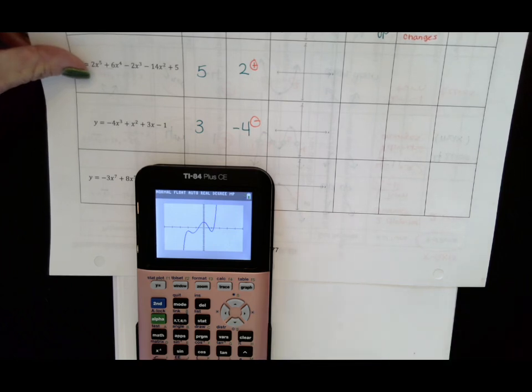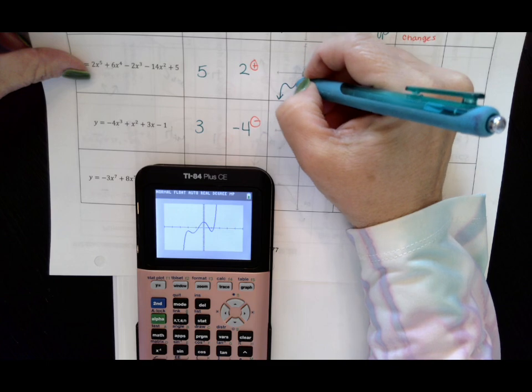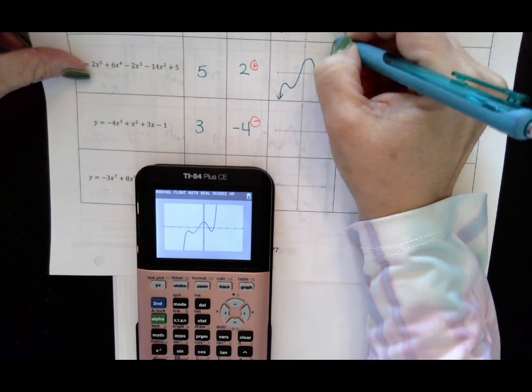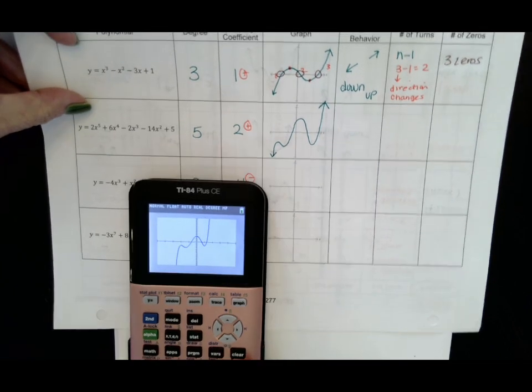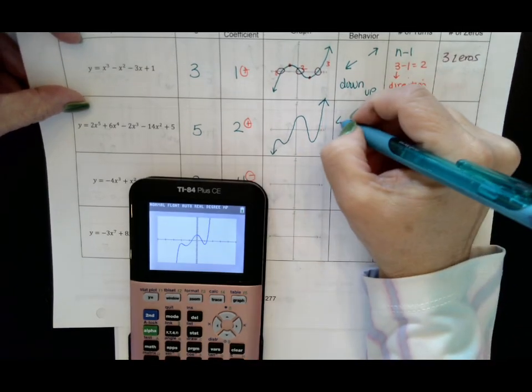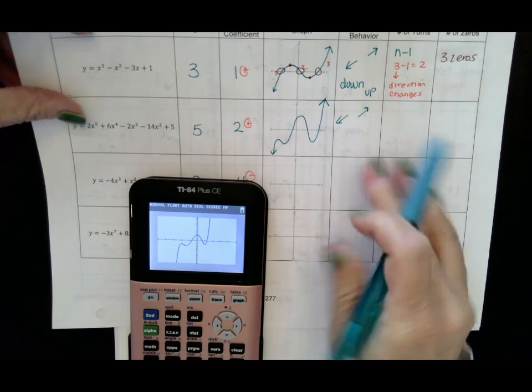Right, so this has got a lot of funky stuff going on. So I'm going to start over here, and it's going to go like this, and then come up, and then come down, and then come up. So it looks like that. Nope. There we go. So what is my end behavior? Again, it's down, up. Same thing. I have a down, up behavior.